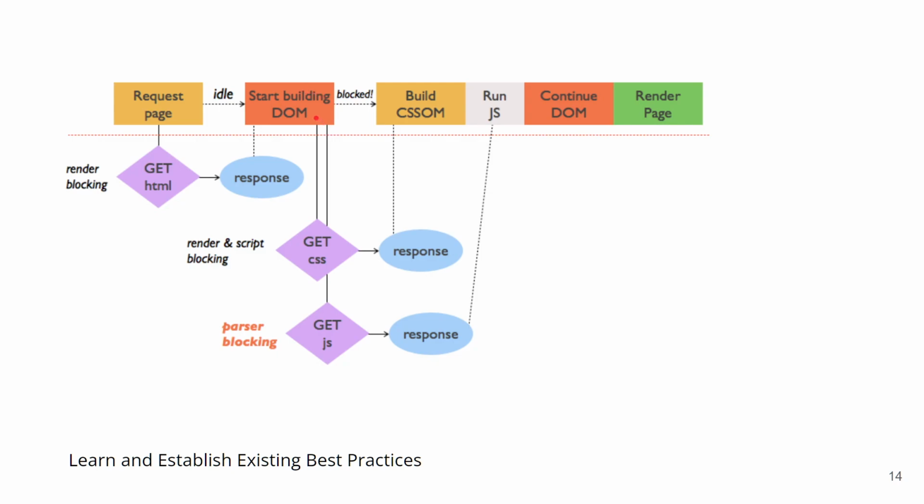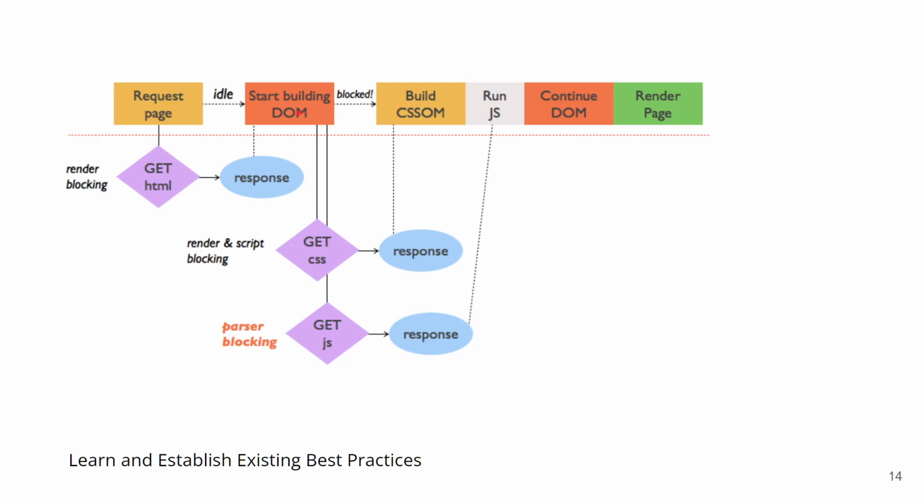Now, if it sees a style or a link rel tag, it will get the CSS. If a link rel tag gets the style, it will get the CSS, but it blocks the rendering again of the HTML. So it will get the CSS response, build the CSSOM, which is the CSS design, and then render the design.